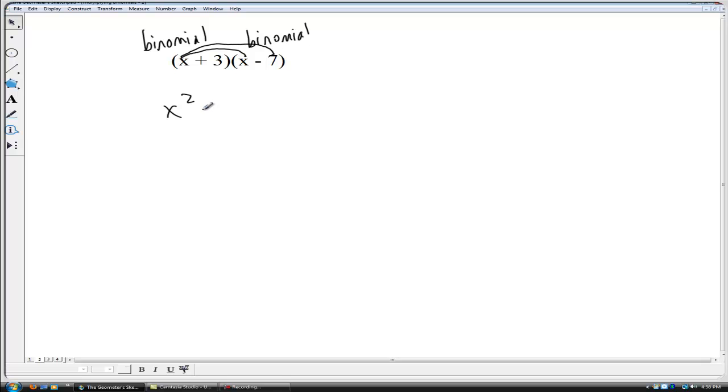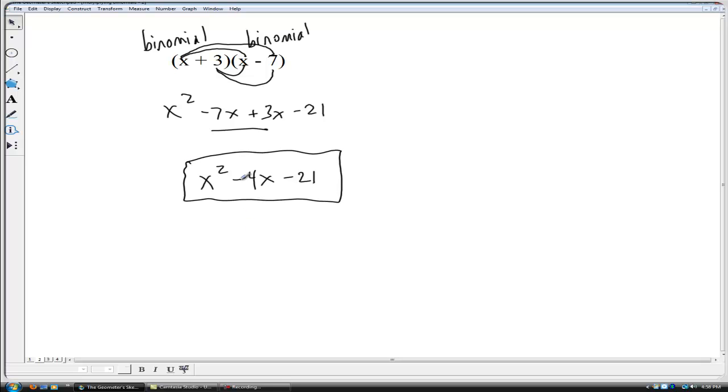Negative 7 times x, negative 7x, 3 times x, positive 3x, 3 times negative 7, negative 21. And again, we have like terms, so we will simplify by combining. Negative 7x plus positive 3x is a negative 4x minus 21. And this product has 3 terms. We would call that a trinomial. Now, this binomial is degree 1 because that's our largest exponent of any term, and this trinomial is degree 2.